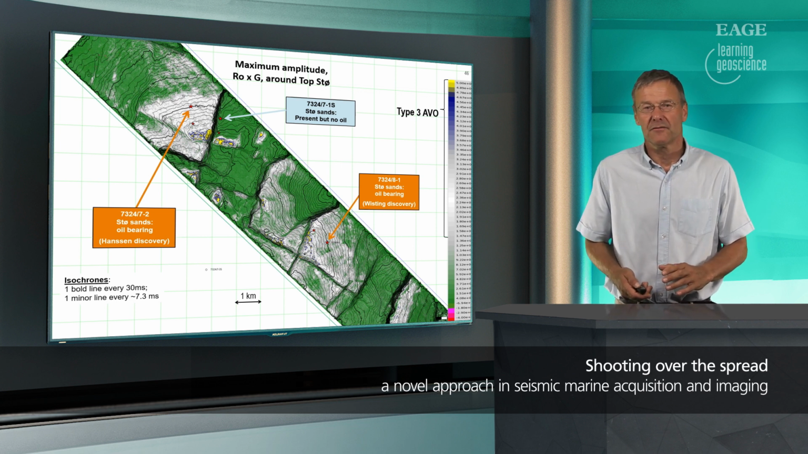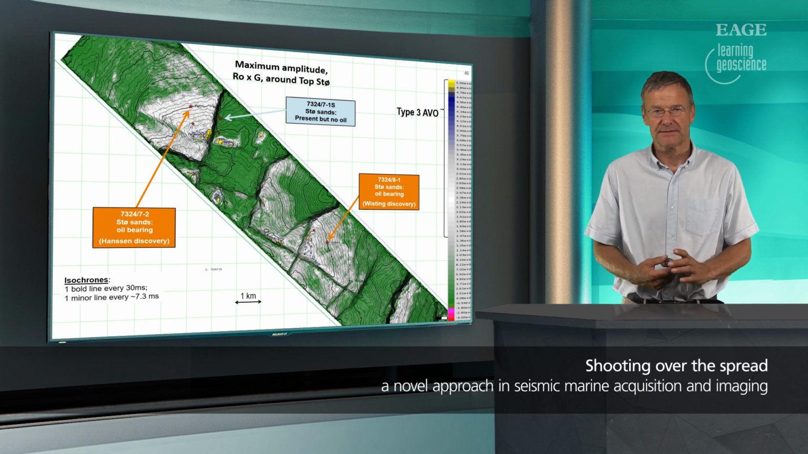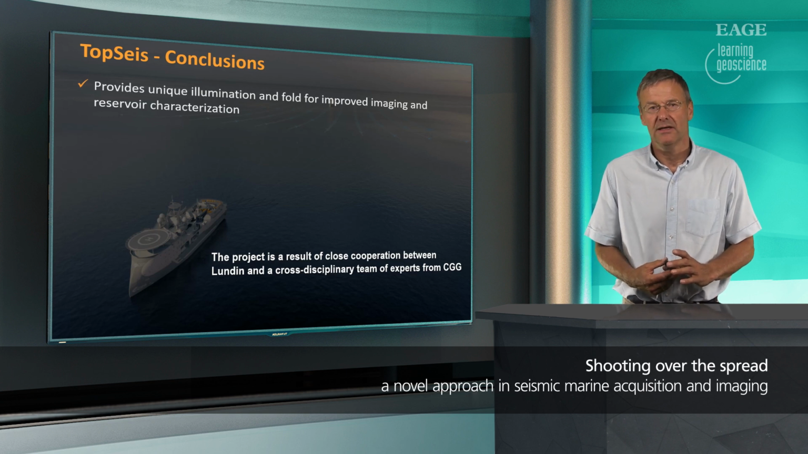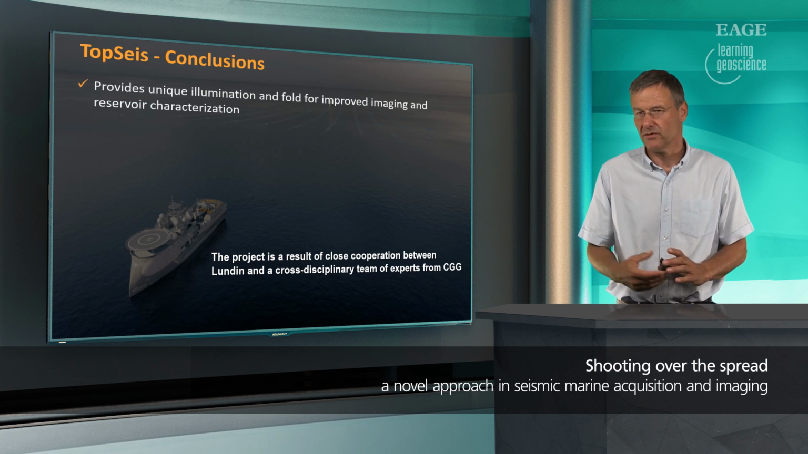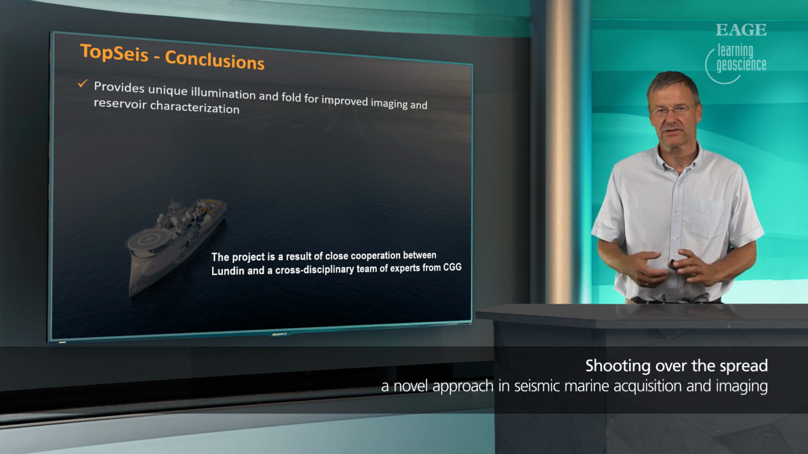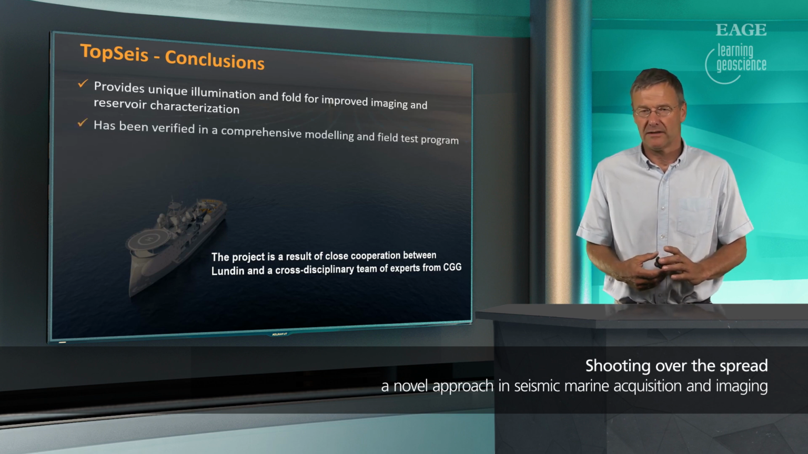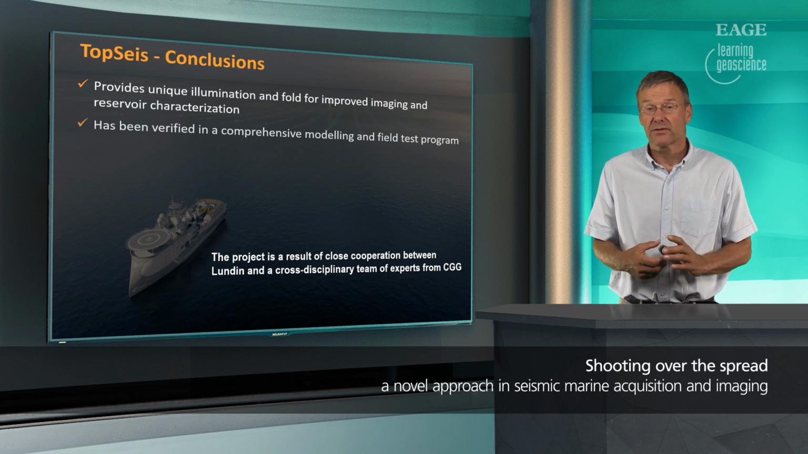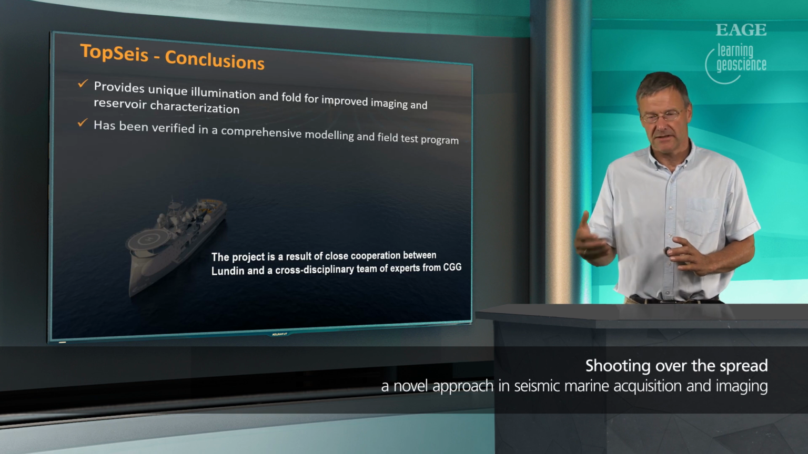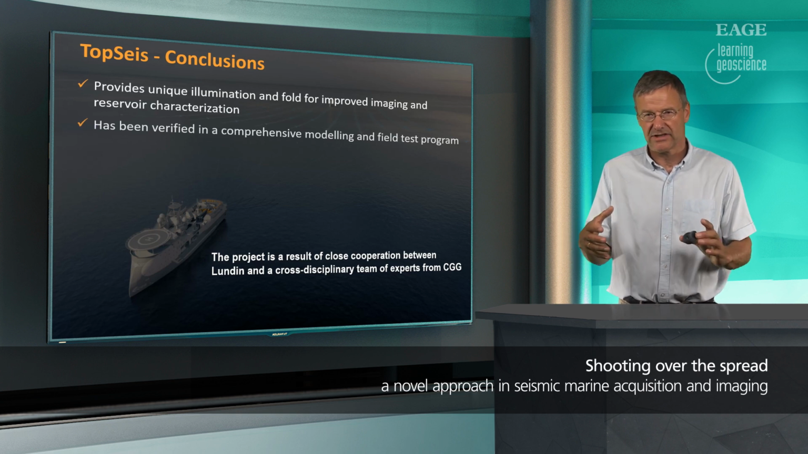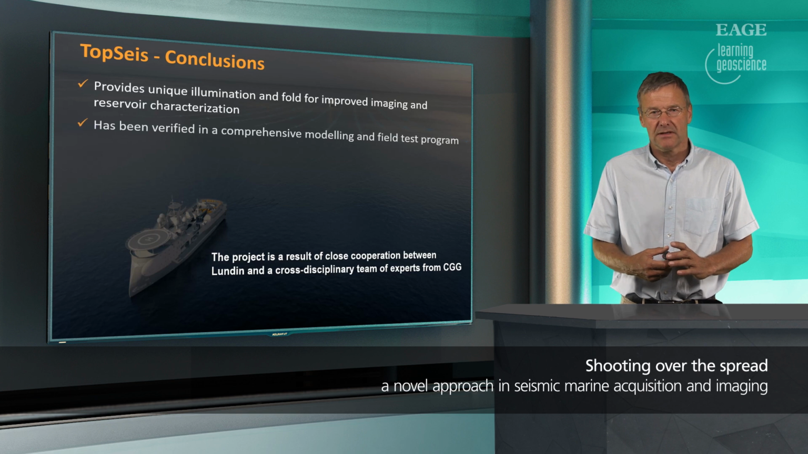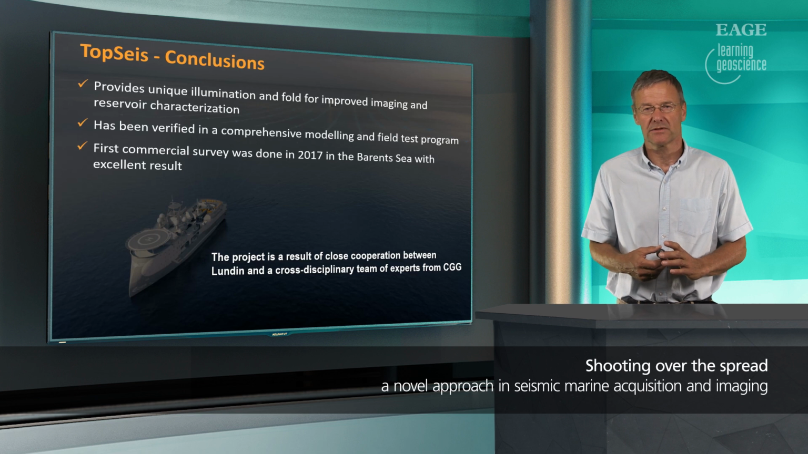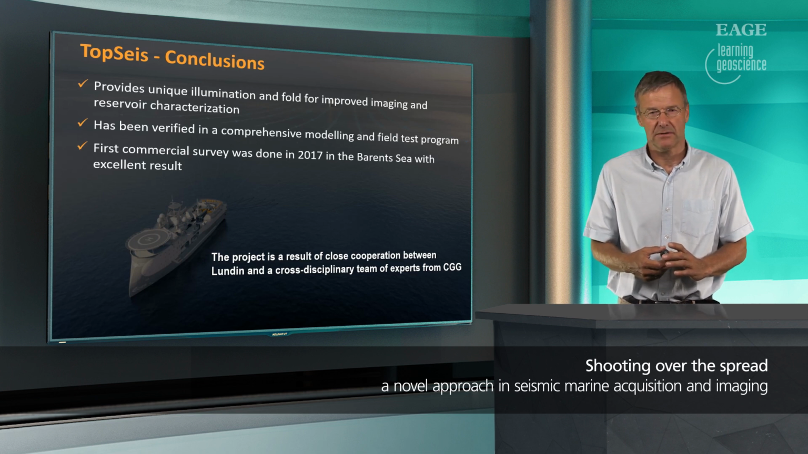So finally, I'd like to give some conclusions on TopSeis. It provides unique illumination and fault for improved imaging and reservoir characterization. We have shown both examples of imaging and reservoir characterization in this talk. We have done a comprehensive verification, not only on the modeling, but also a field test program, and also taking all HSE aspects into account. The first commercial survey was done in 2017, and we have shown examples of that. The results are very good.